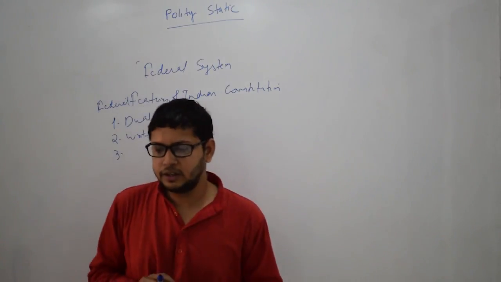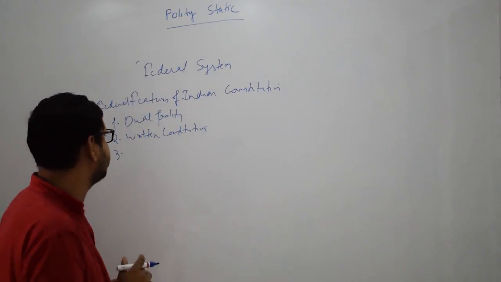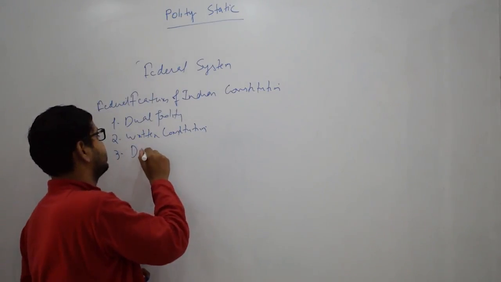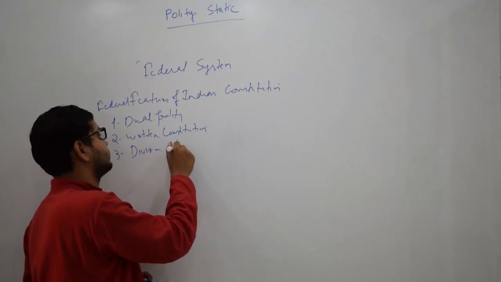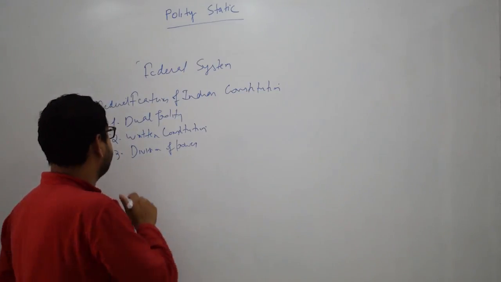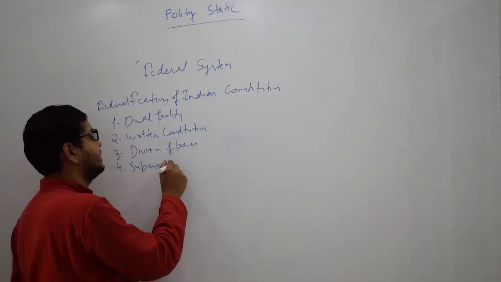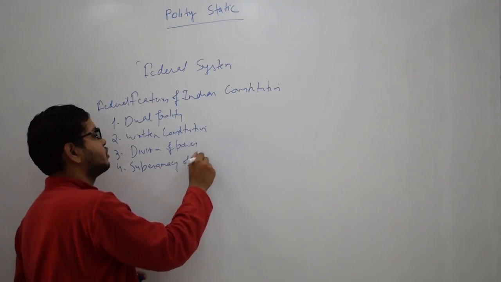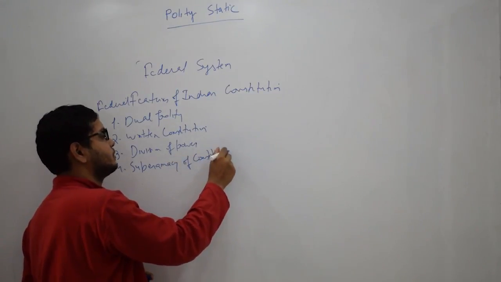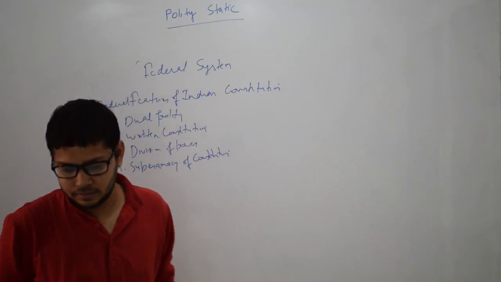Third is there is division of power. There is clear-cut division of power between the state and the center. Fourth is we have supremacy of constitution. So neither central government is supreme, neither the state government is supreme. In India, it's the constitution which is supreme. So nobody can dominate one another.